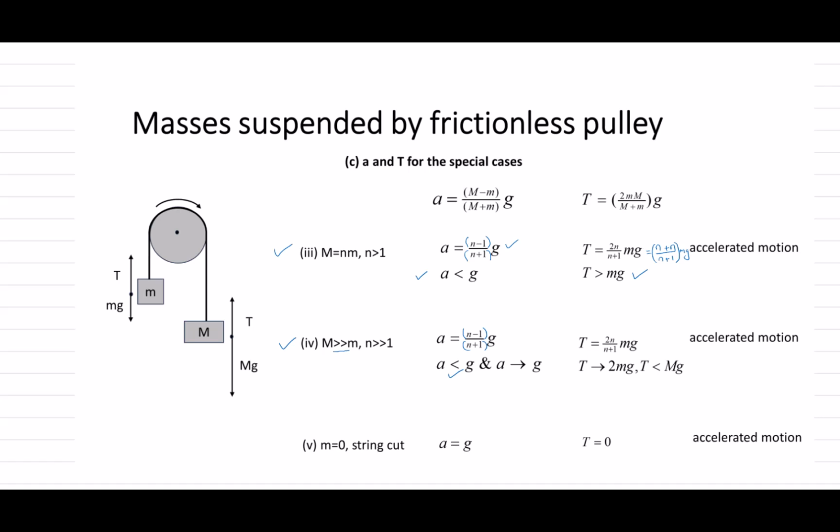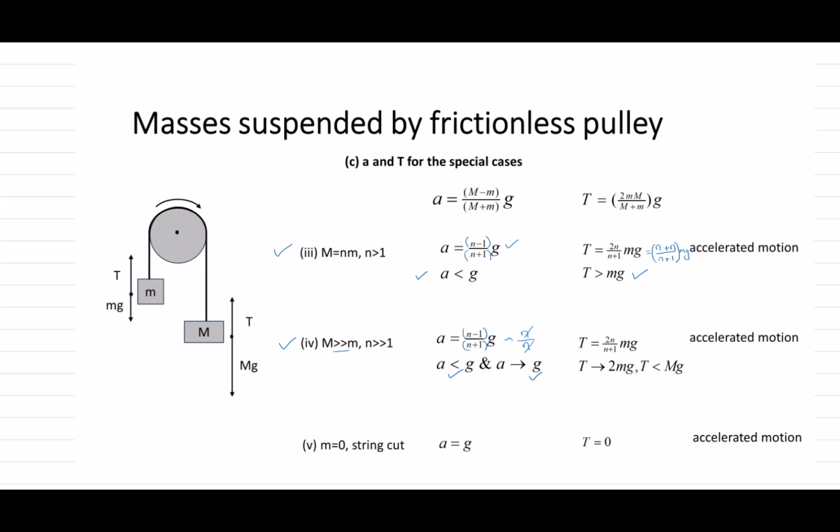But what is the limiting value, I would say? So as n approaches a very high number, n minus 1 can be written as roughly equal to n, and n plus 1 can also be roughly written as n. So these two cancel. So the value of acceleration will approach the value of acceleration due to gravity. It will never be equal to g, but it will always approach. Yeah, the limiting value of a will be g.